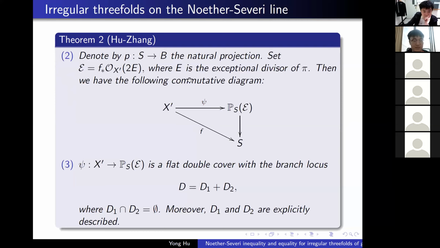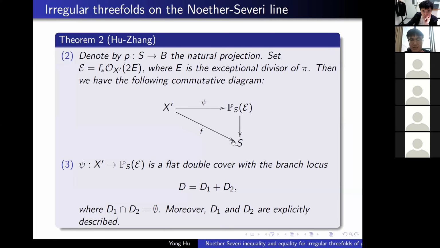And the third statement is that psi from X prime to this PSE is a flat double cover with the branch locus D. Here, I forgot to say that we prove that this E is a locally free sheaf of rank 2, and it splits. This is in fact OS direct sum a natural divisor. So psi is a flat double cover. In fact, this psi is the same as the relative canonical map of F.